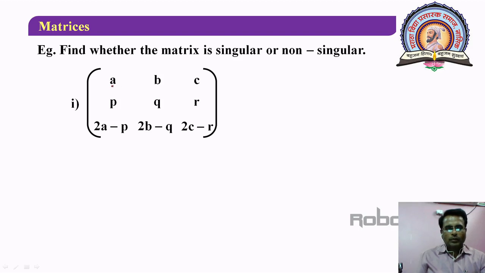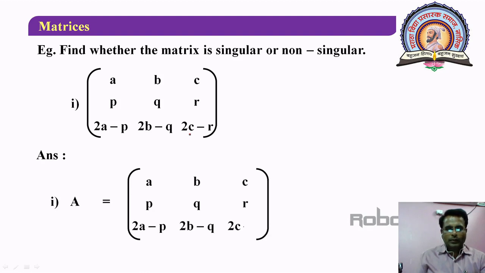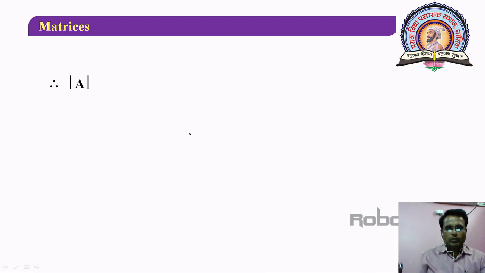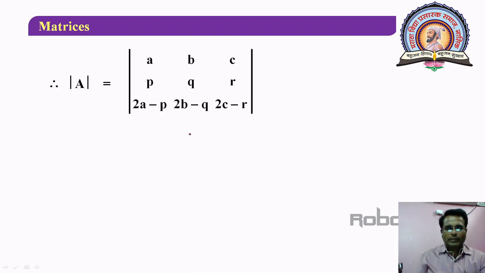Suppose we are given an example: find whether the matrix is singular or non-singular. And suppose the matrix is A B C, P Q R, and 2A minus P, 2B minus Q and 2C minus R. To find the answer, first you have to consider this matrix which is given here, and then we have to consider its determinant. Now, it is clear that it is not easily possible to find its determinant directly, but with operations it is possible. In 11th, we have seen what types of operations are possible on determinants.